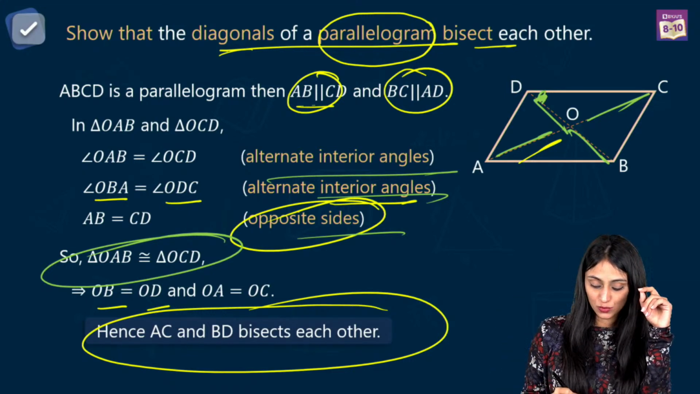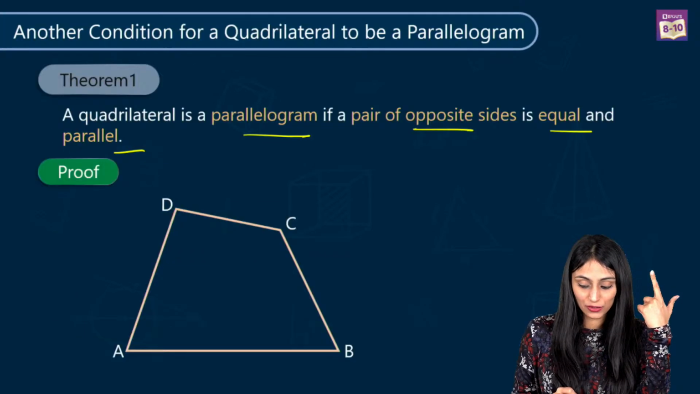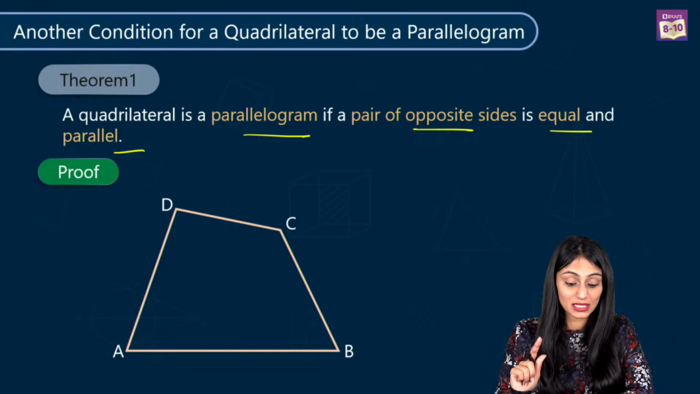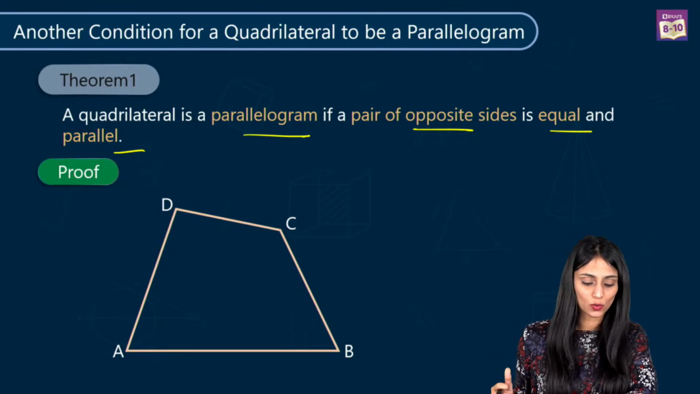Alright, let's move ahead. So now, as I said, I'll be discussing another condition for a quadrilateral to be a parallelogram. We already learned this theorem that a quadrilateral is a parallelogram if opposite sides are equal and parallel. This is what we learned today, right? Now let's visualize it to understand it better.